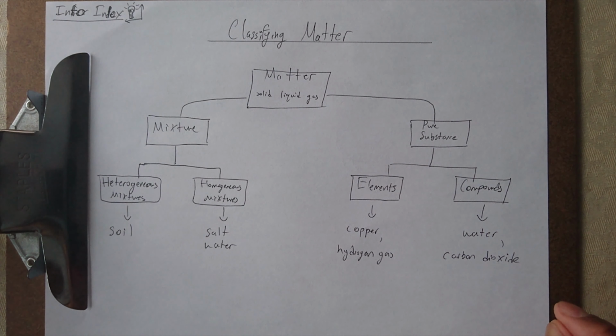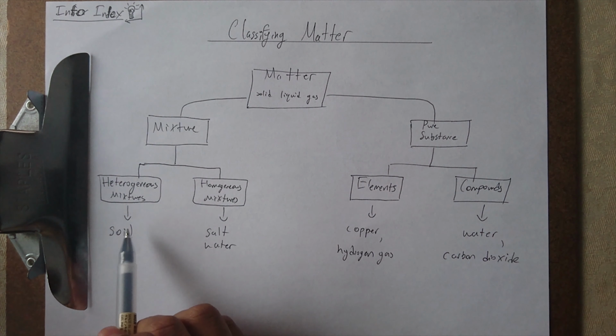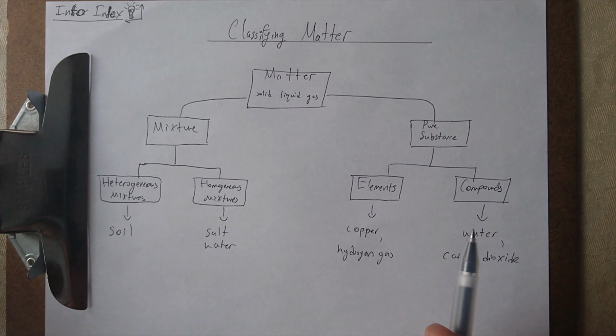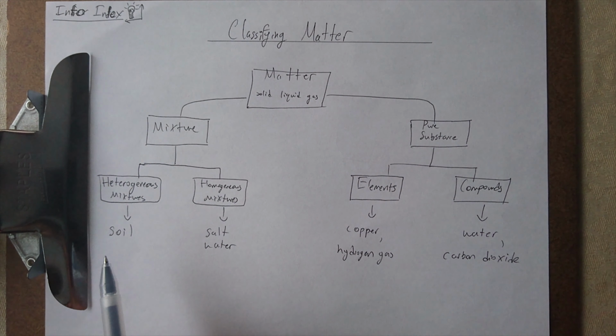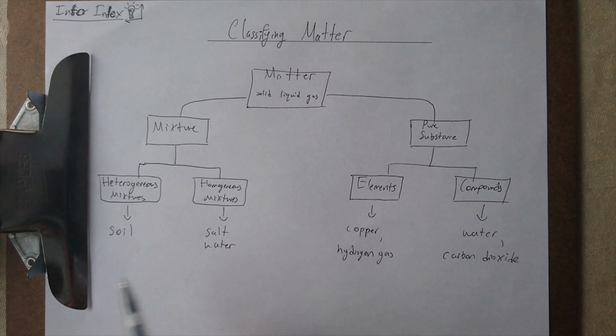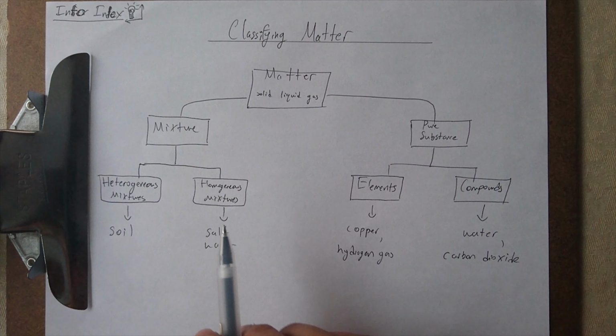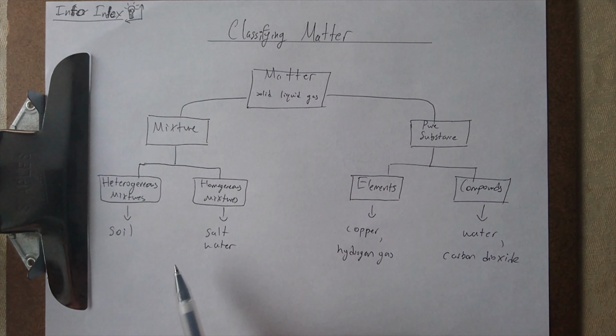Heterogeneous mixtures have components that are visible, such as in soil, because we can see the different components, which include dirt, rocks, and maybe worms. In homogeneous mixtures, we cannot see or distinguish the different components. For example, in salt water, we cannot see salt particles floating.